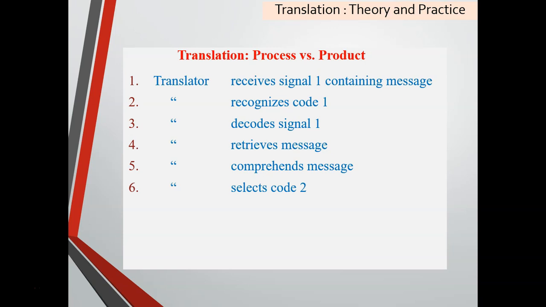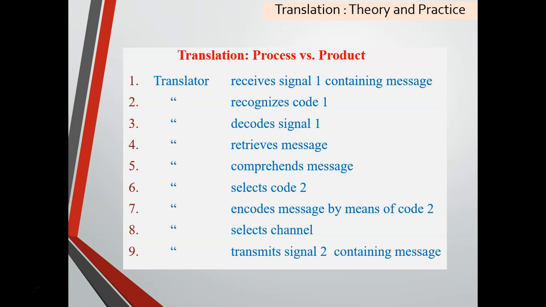And then he tries to select code number 2, the target language code that he wants to convey the message into. And he tries to encode the message that he retrieved and comprehended by means of code 2. And then he selects the channel or the medium of translation in order to transfer that. And finally, he transmits signal 2, which contains the message but in another language, that's to say in the target language.